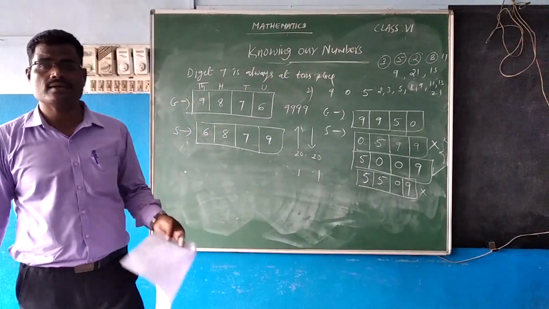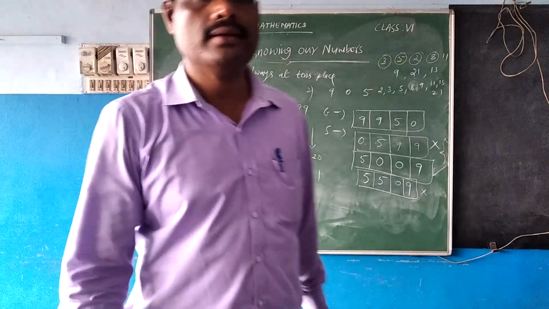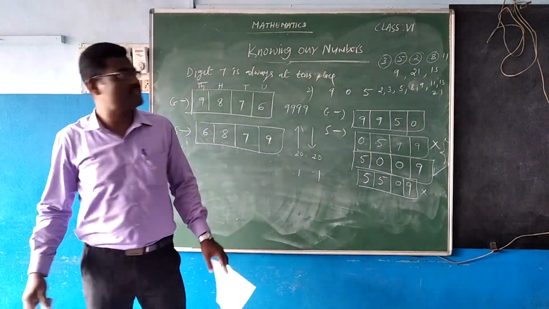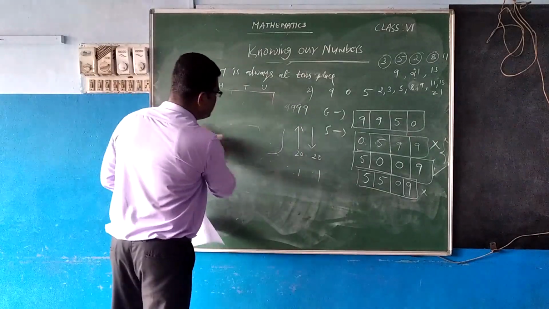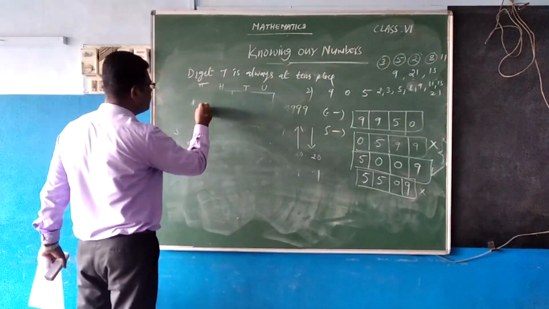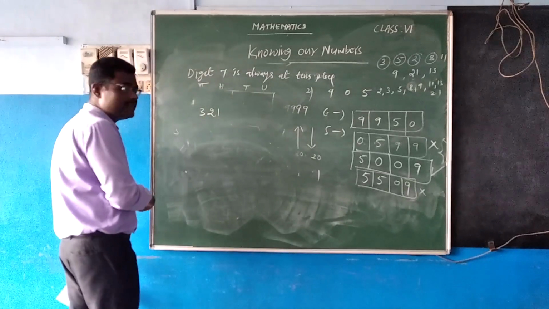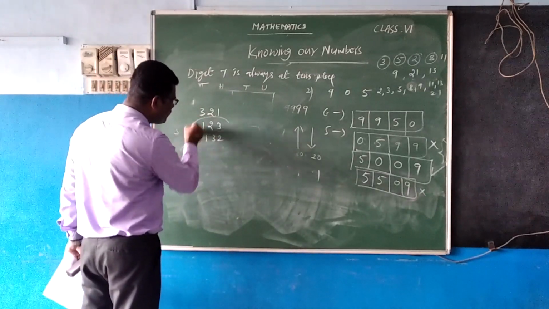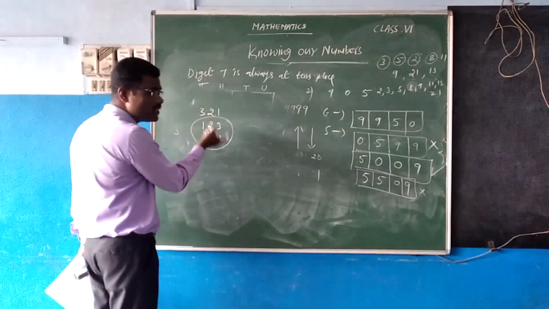So, the next concept is shifting digits. What do you mean by shifting digits? What happens when we shift the digits? Suppose the number is 321. When we shift the digits, it becomes 123 or 132. What different values will you get? What happens when you shift the digits?